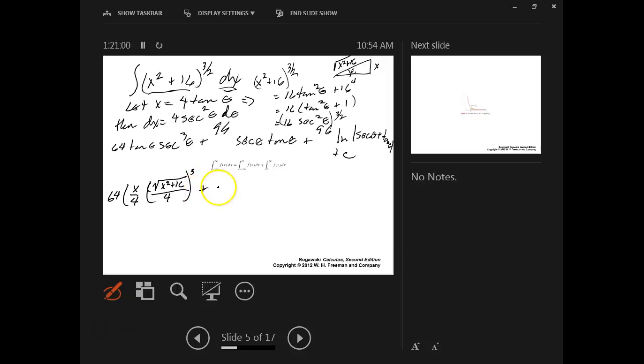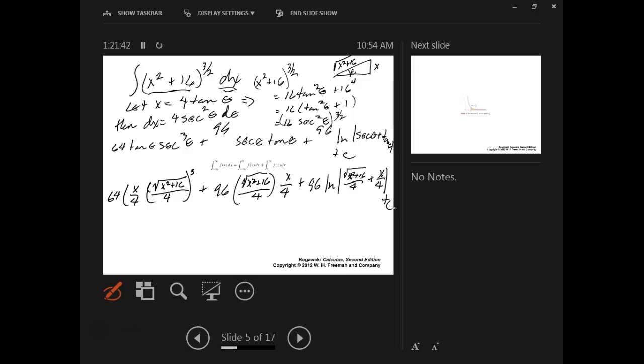Plus 96 times secant theta, which is the square root of x squared plus 16 over 4, times tangent theta, which is x over 4, plus 96 times the log of absolute value. Secant theta is the square root of x squared plus 16 over 4 plus x over 4 plus c. Okay?